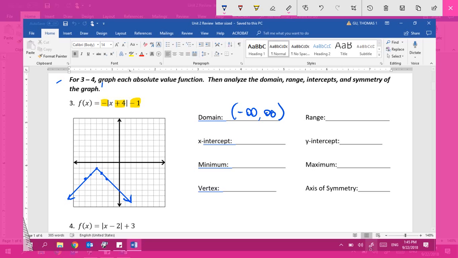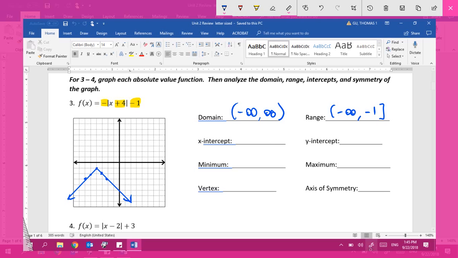Okay, now for the range, it's the lowest point. Is there a lowest point? No, it goes down forever. We can see the arrow, so it's negative infinity. But what's the highest point of this graph? It's at negative 1 right there. Negative 1. So we're going to put negative 1, and then we're going to use a bracket because it actually touches the point at negative 4, negative 1.